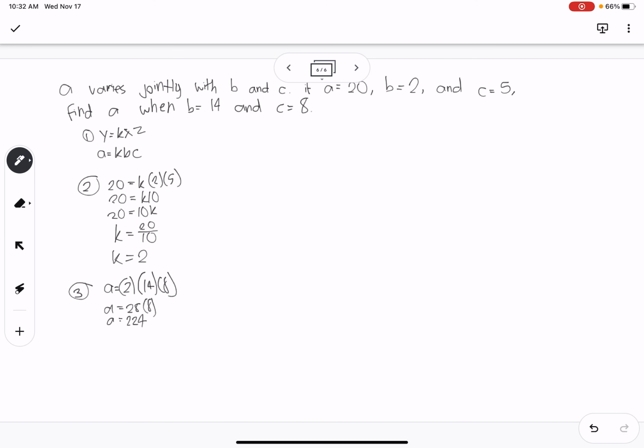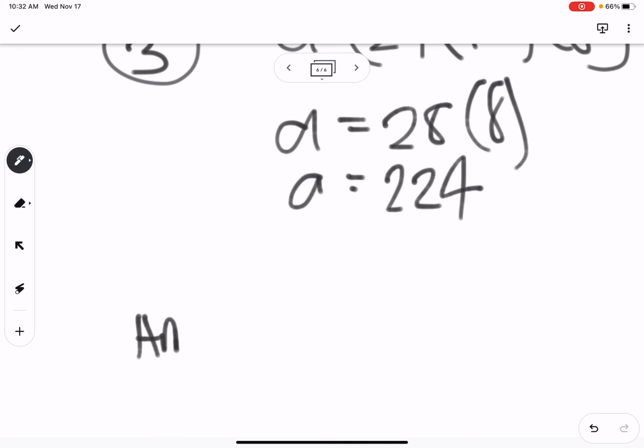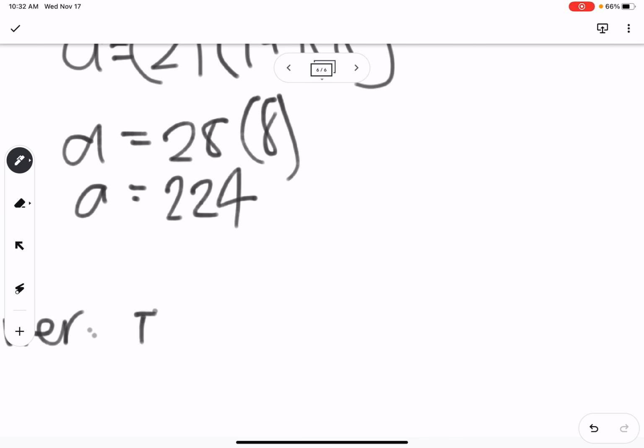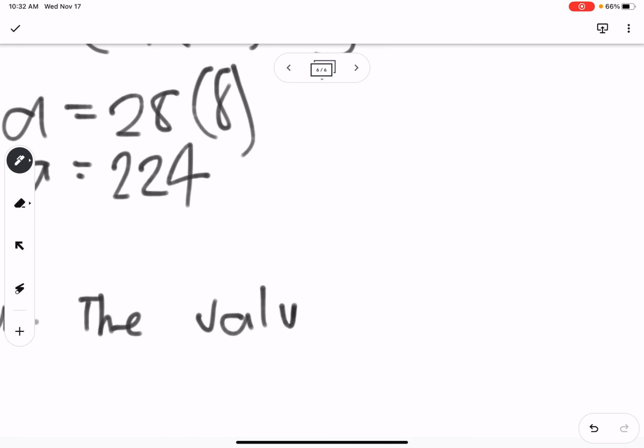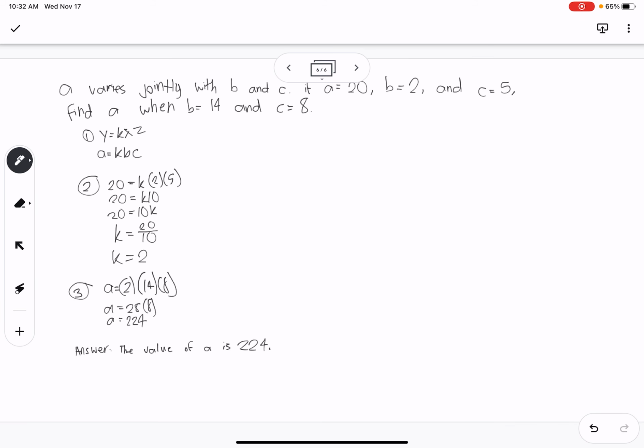And the last thing we have to do is to write our answer in sentence form. Answer: the value of A is 224. And this is how you can solve for joint and combined variations.